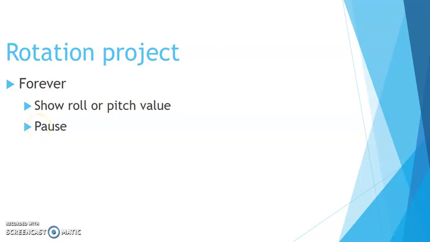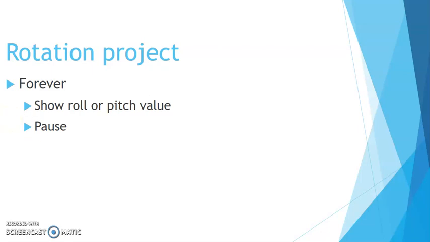When we're talking about rotation, we're talking about how much the micro:bit is tilted in different directions. When we're talking about the roll value, we're talking about side to side. So how much is the micro:bit tilted side to side? That is a value between minus 180 and plus 180. And when we're talking about the pitch, we're talking about front to back, and that is also a value between minus 180 and plus 180.